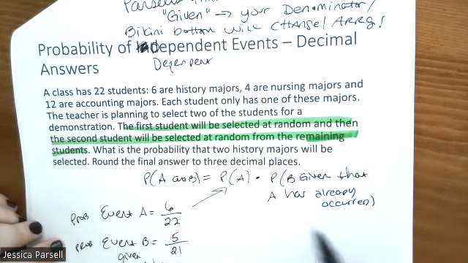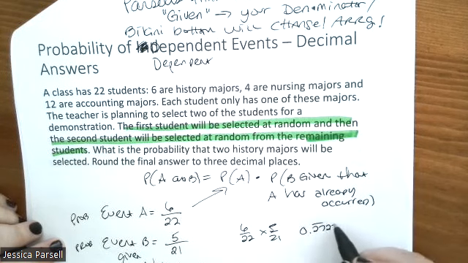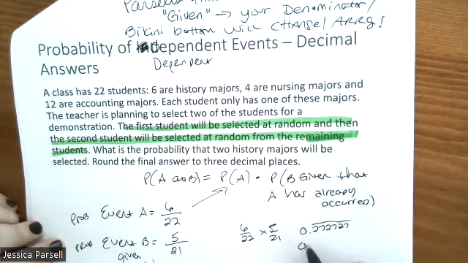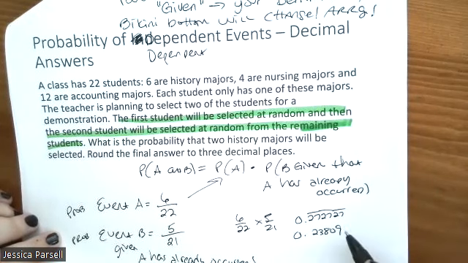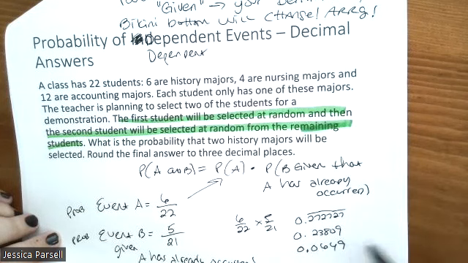Okay, so we're allowed to multiply them together as long as you were careful to make sure on event B you made those adjustments. So you have 6 over 22 times 5 over 21. Okay, so 6 out of 22 is something like 0.27 repeating. It just keeps going, 27's gone wild. And 5 over 21 is 0.23809. And if you multiply them together, you get something like 0.0649. And then we're going to round to 3 decimal places.